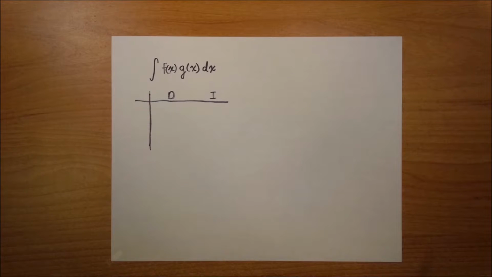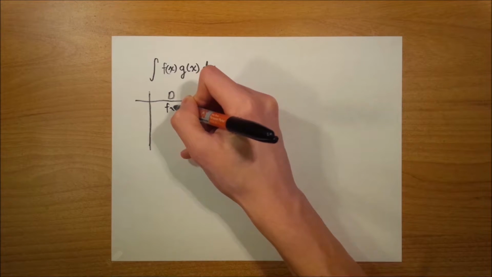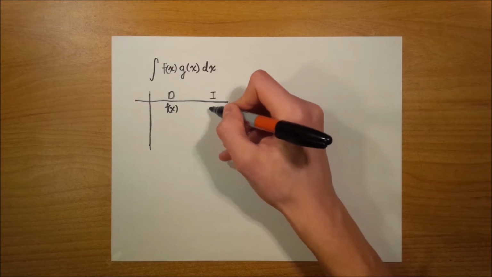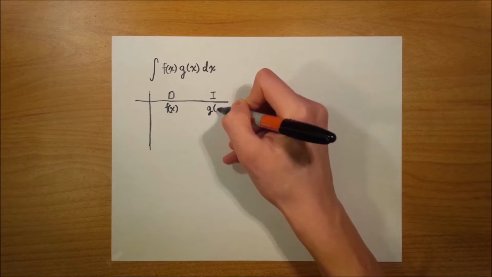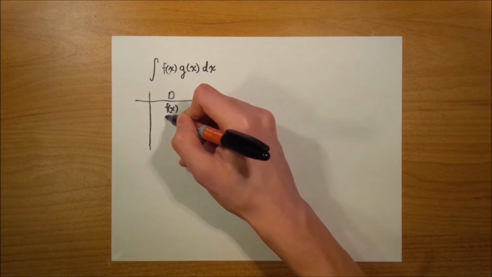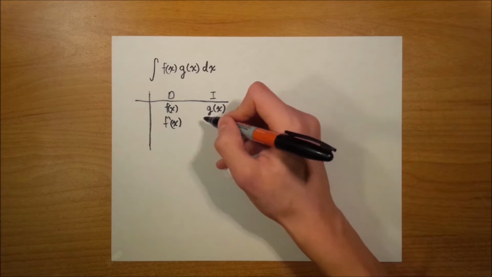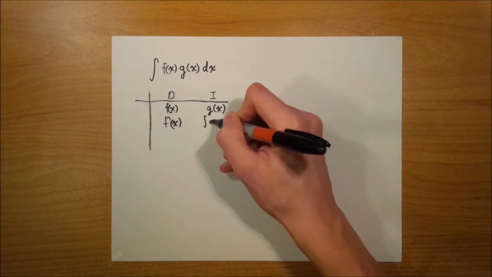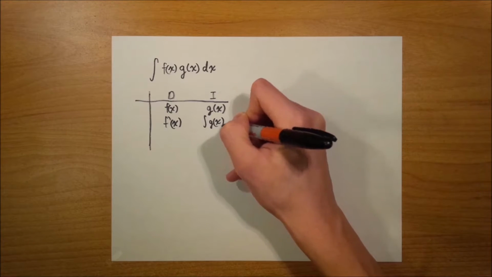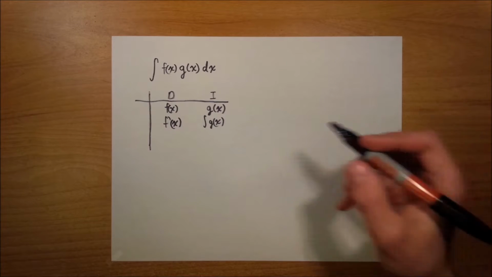In this example, we'll be deriving f of x and integrating g of x. So f of x would become f prime of x, and g of x would become the integral of g of x. Every other derivative is multiplied by -1.